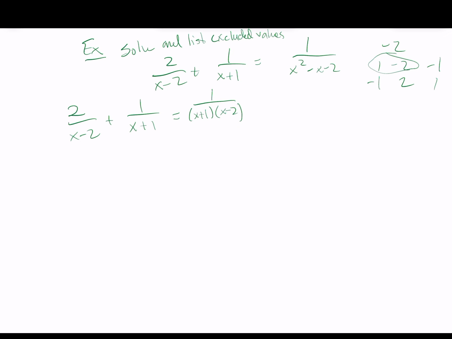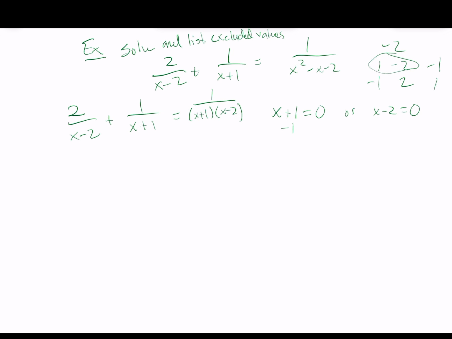Okay? So what values must be excluded? What would cause the denominators to be 0? Well, we have an x minus 2 in one term and x plus 1 in one term, and then we have that on the other side of the equation too. So the denominator will be 0 if x plus 1 is equal to 0 or if x minus 2 is equal to 0. Well, we can solve both of these equations.